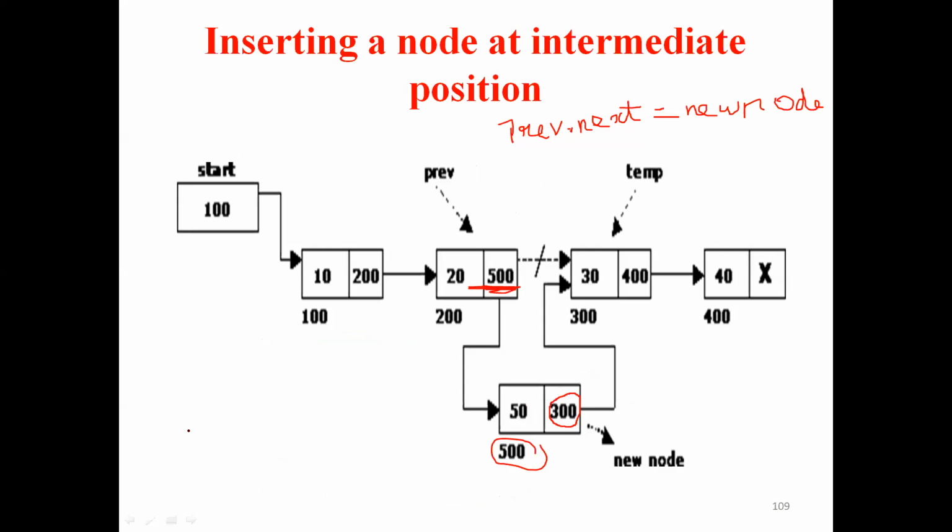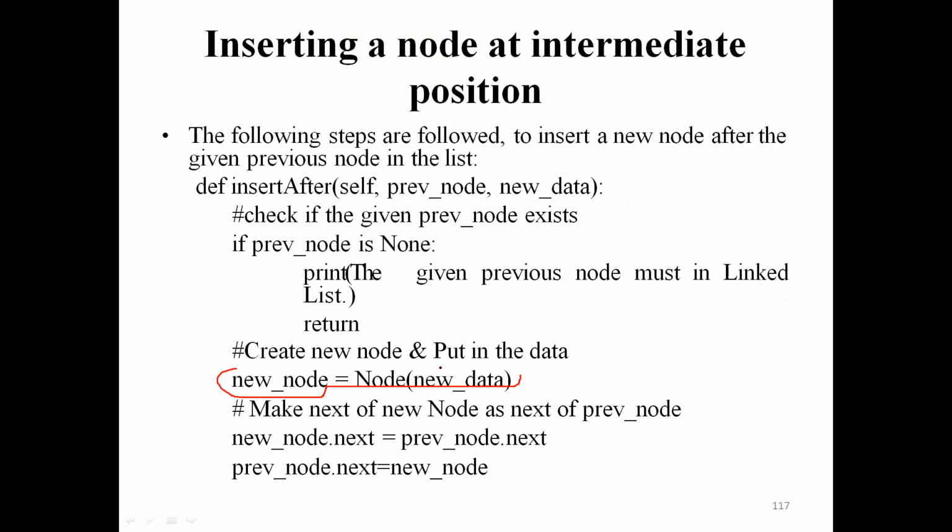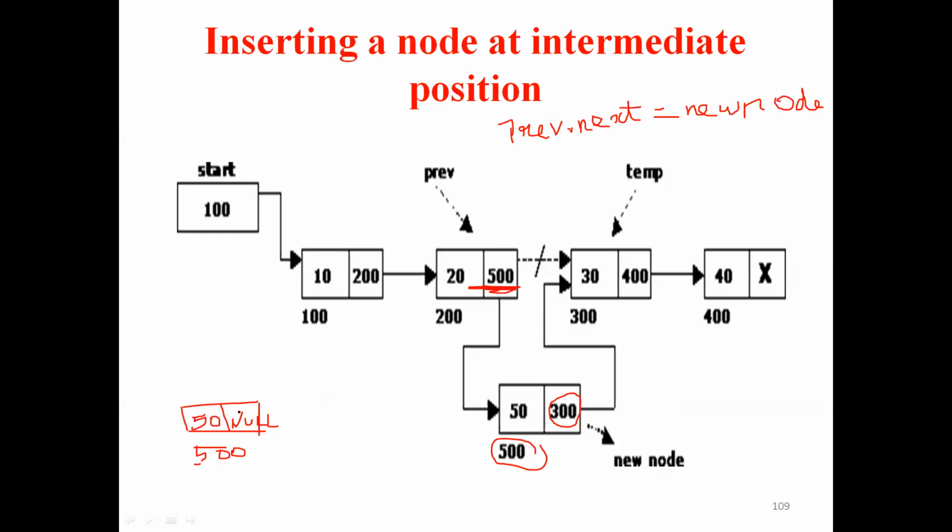how it will be? Let me draw here. It will be like this only. When I'm creating a new node, 50, null, and the address is fine. It will be like this only, simple. And the new node pointer will hold the value of 500, that you know. See, new node pointer will hold the 500. New node is nothing but 500. Okay. So earlier it was null.